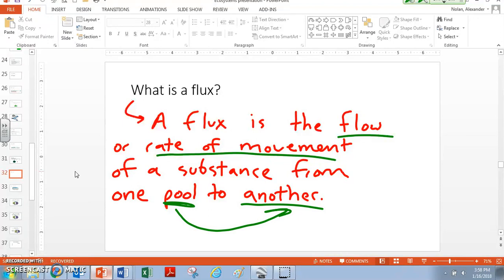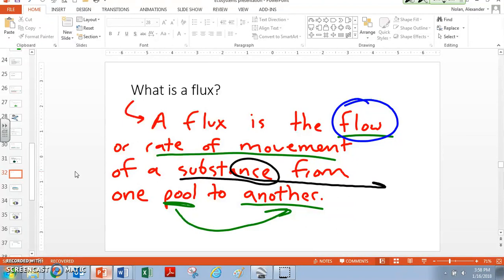And so really this is the idea behind flux. It's really a flow, right? It's a flow of something from one pool to another, and the substance that we are talking about, in this case, is carbon. So this is the idea behind a flux. It's simply a flow or rate of movement of a substance from one pool to another pool.